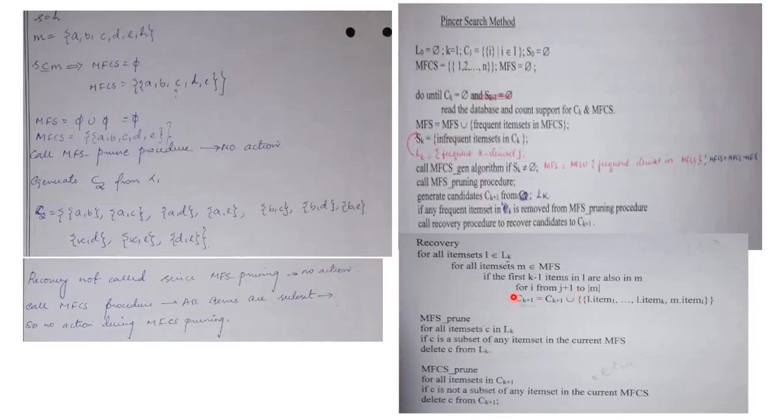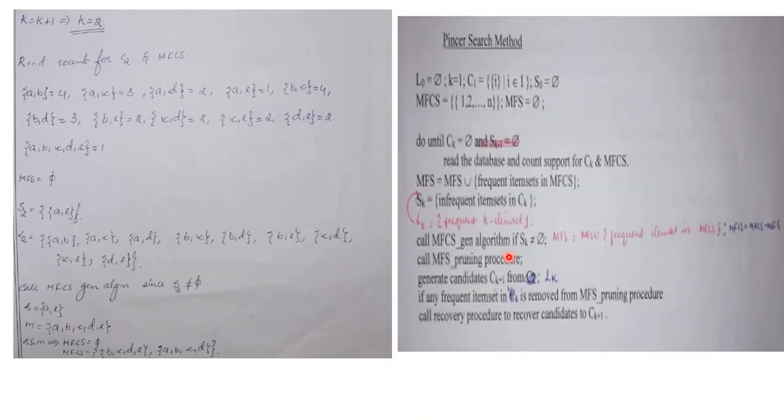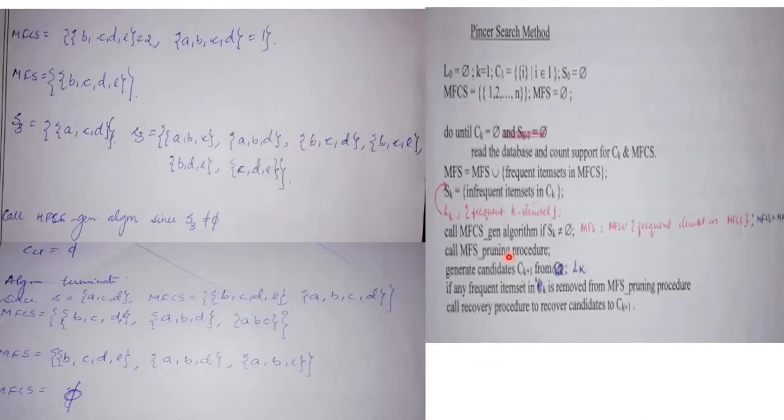Yeah, I have the recovery procedure here. For all item sets L belonging to L3. Now what has happened is my L3 has become null. So even though the module is called, the control will come back because the statement will fail here, because my L3 is now set to null. So no items get recovered. Since item sets were pruned during MFS prune, I called recovery, but L3 is equal to null and there is no action taking place. Next, call the MFCS prune procedure to prune C4.